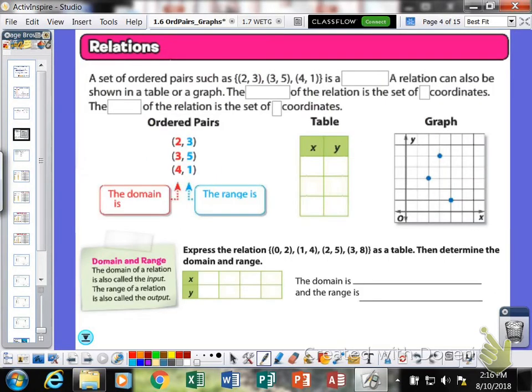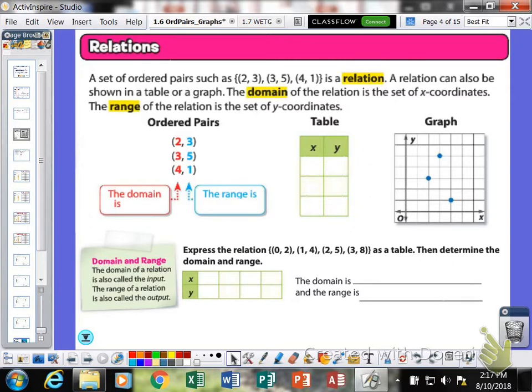All right, moving on a little bit. So a set of ordered pairs such as (2, 3), (3, 5), (4, 1) is a relation. A relation can also be shown in a table or graph. The domain, important. The domain of the relation is the set of the x-coordinates. The range of the relation is the set of y-coordinates. So domain, range, x and y.